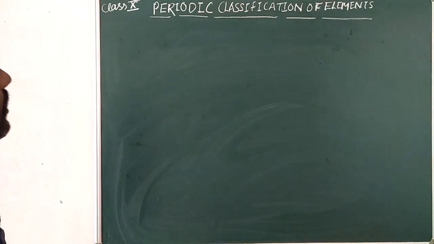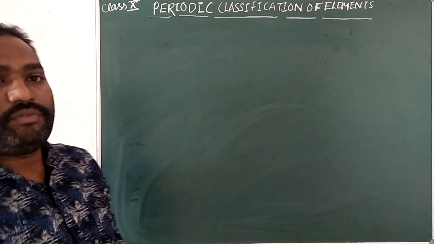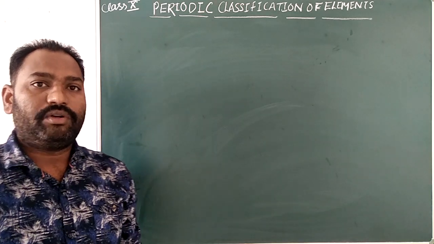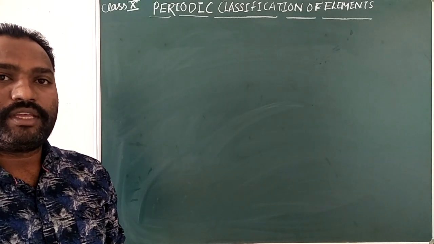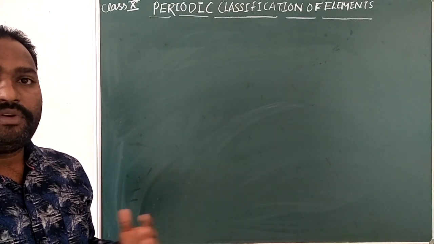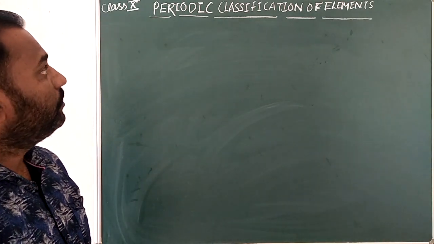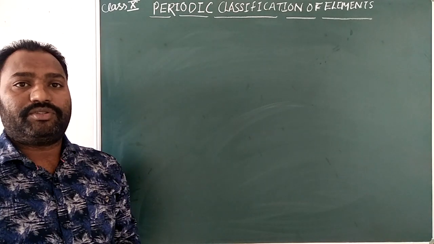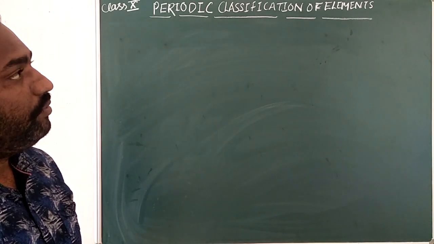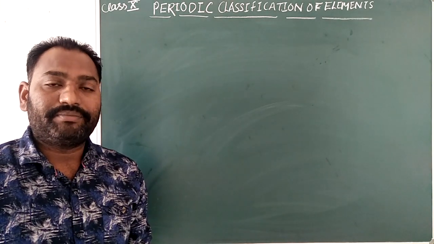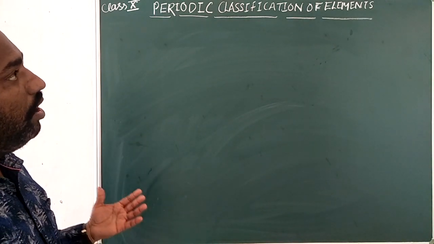Today we are discussing our new chapter of chemistry, that is periodic classification of elements. We have already finished our fourth chapter of chemistry, and this is the last chapter of our chemistry. It is a very interesting chapter for us, and it will benefit you in higher studies. Because we need to study all the elements in different ways, like on the basis of their chemical properties, physical properties, and atomic structures.